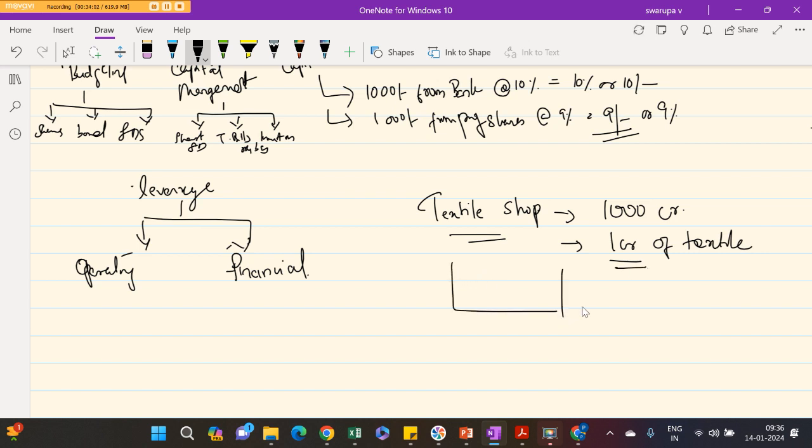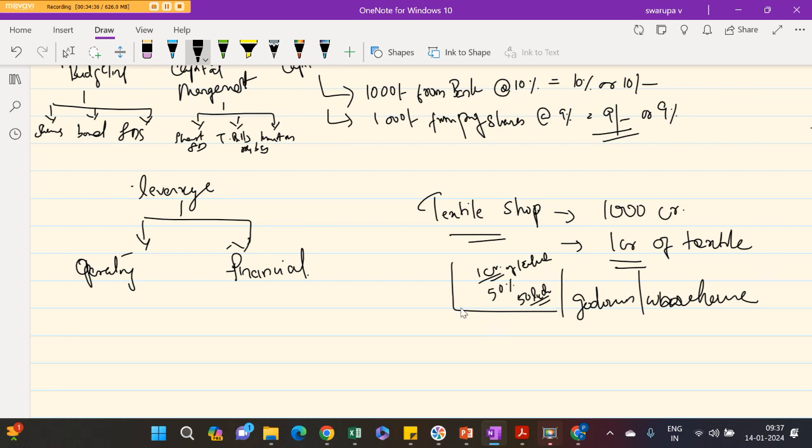So I have a go down or a warehouse where I can store 1 crore of textile. Okay, but because of some unforeseen circumstances, I was able to use the go down only 50%. So I could store only 50 lakh of textile there.